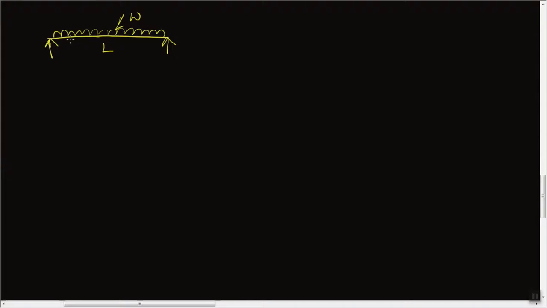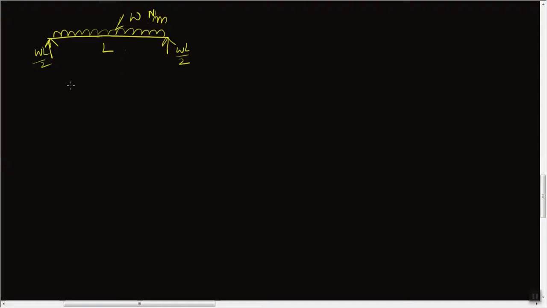The load intensity is w Newton per meter. This load intensity into length gives the total load coming from the top, which is shared by these two supports equally. So the reaction at this location will be WL by 2, and here also WL by 2. Now the total load from the bottom is WL by 2 plus WL by 2, which is WL, equal to the total load coming from the top.